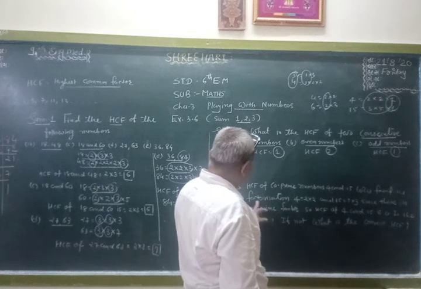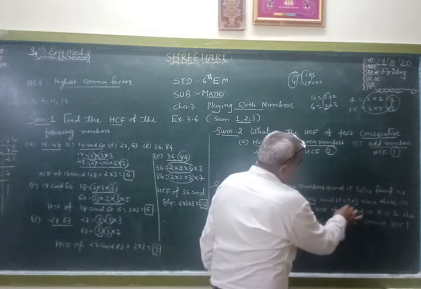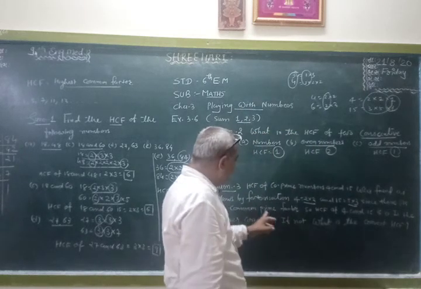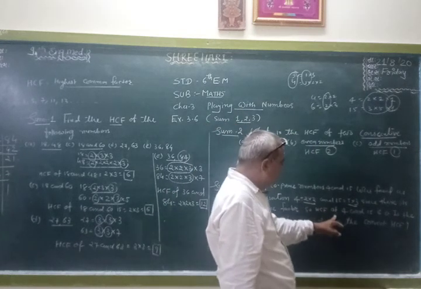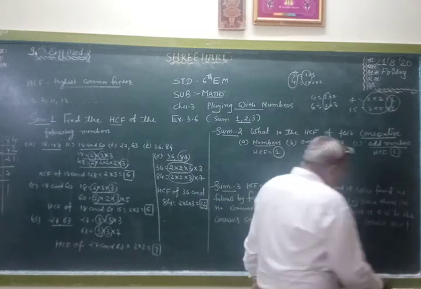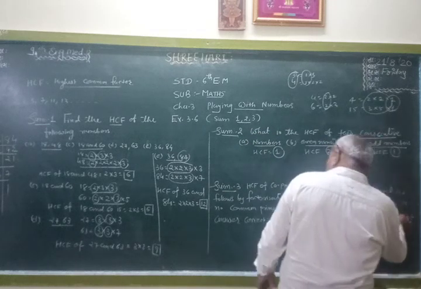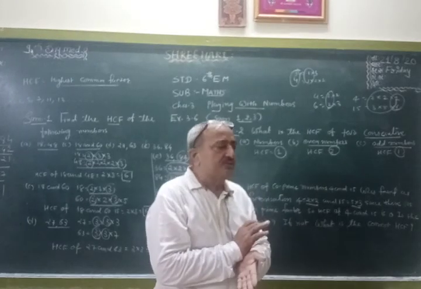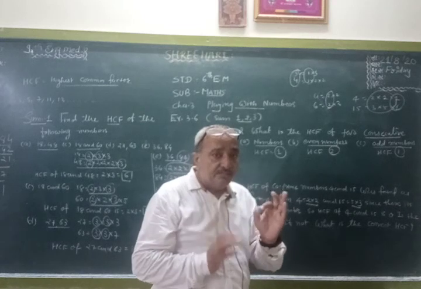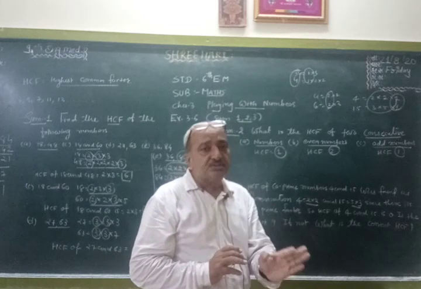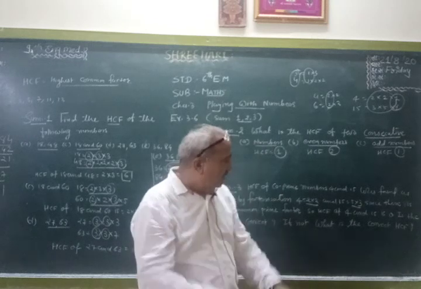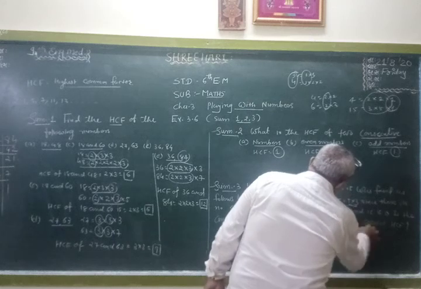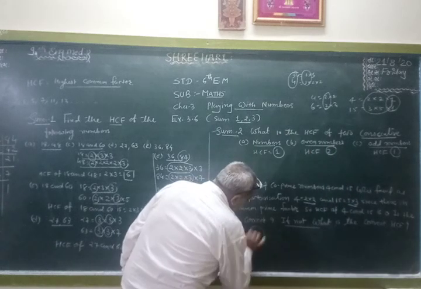We find it by factorization. 2 2s are 4 and 5 3s are 15. Since there is no common prime factor, so the HCF of 4 and 15 is 0. Is the answer correct? Friends, this answer is wrong because any number has minimum HCF 1, because 1 is a factor of all numbers. So it is wrong, and if so, what is the correct answer? The correct answer is 1.